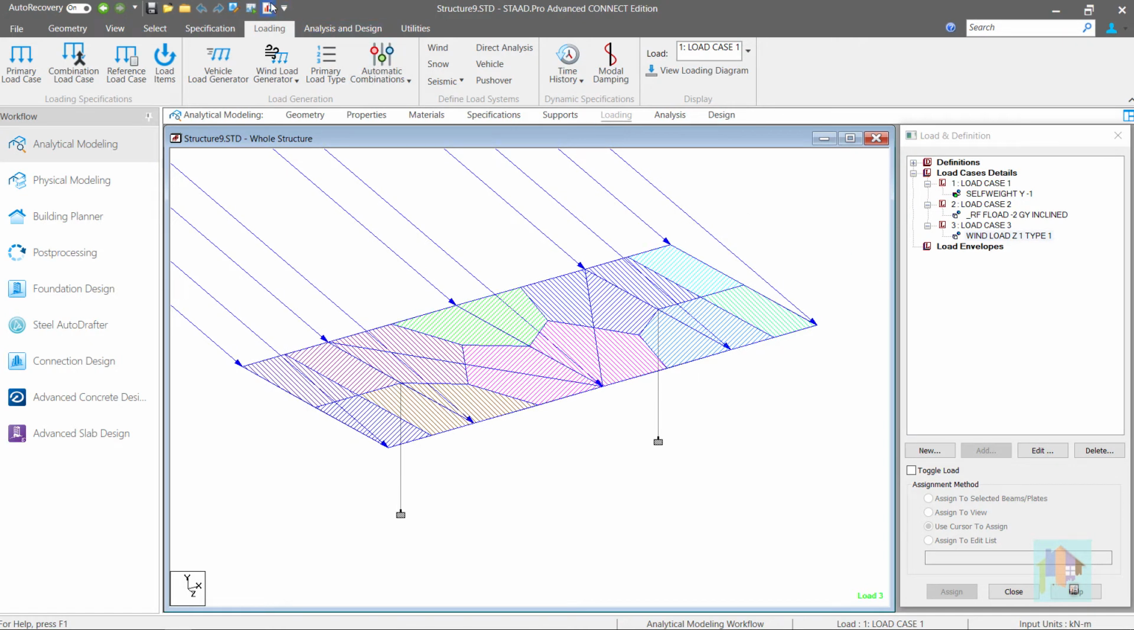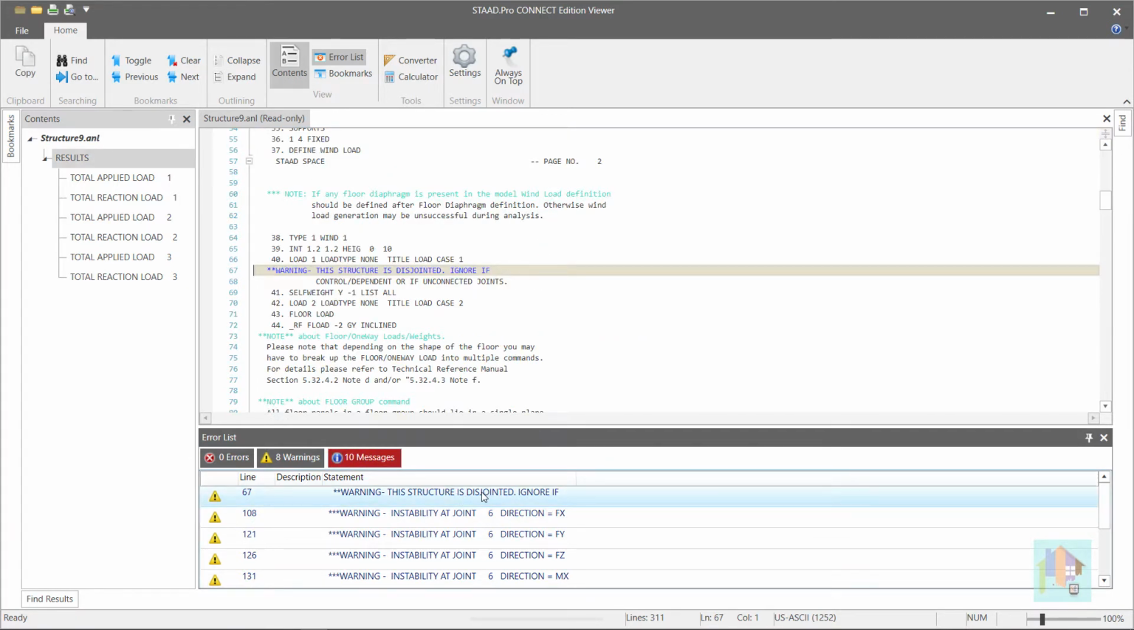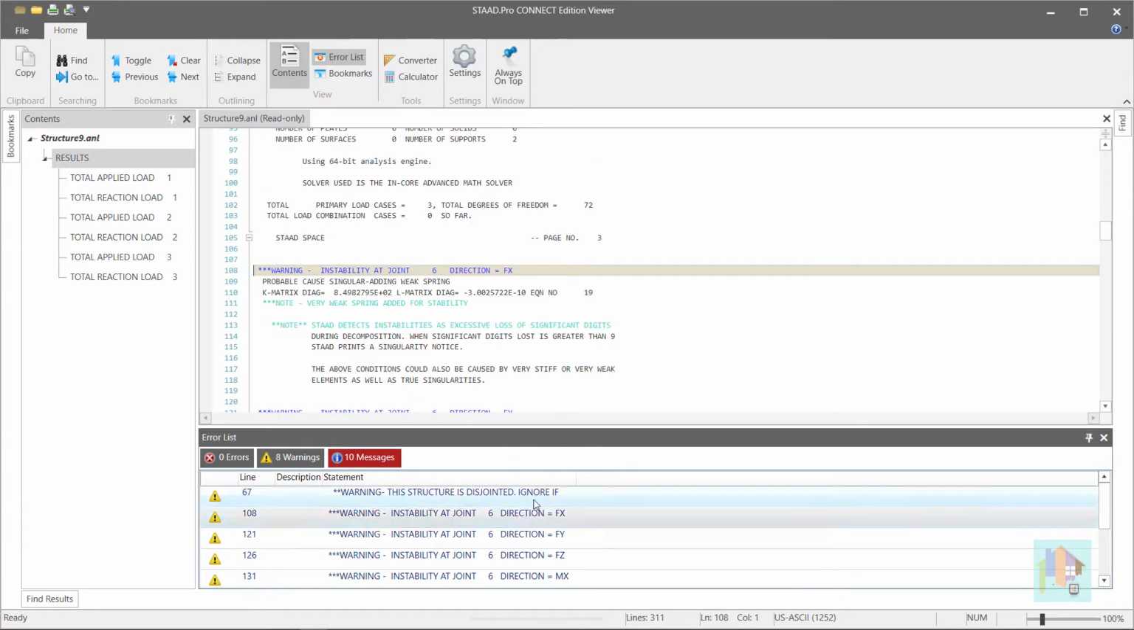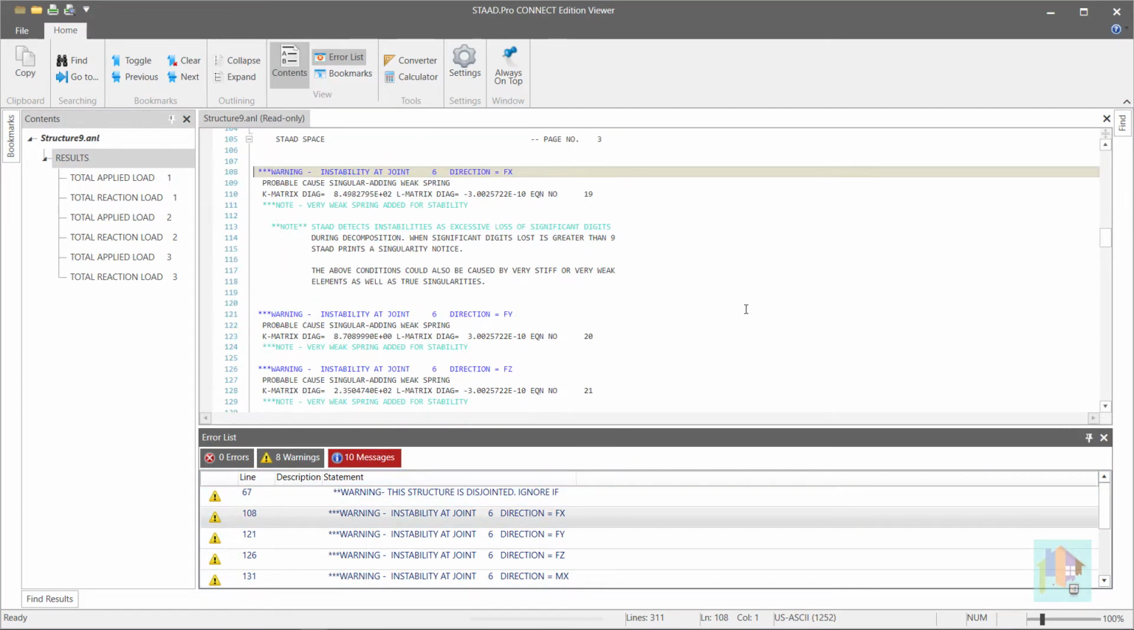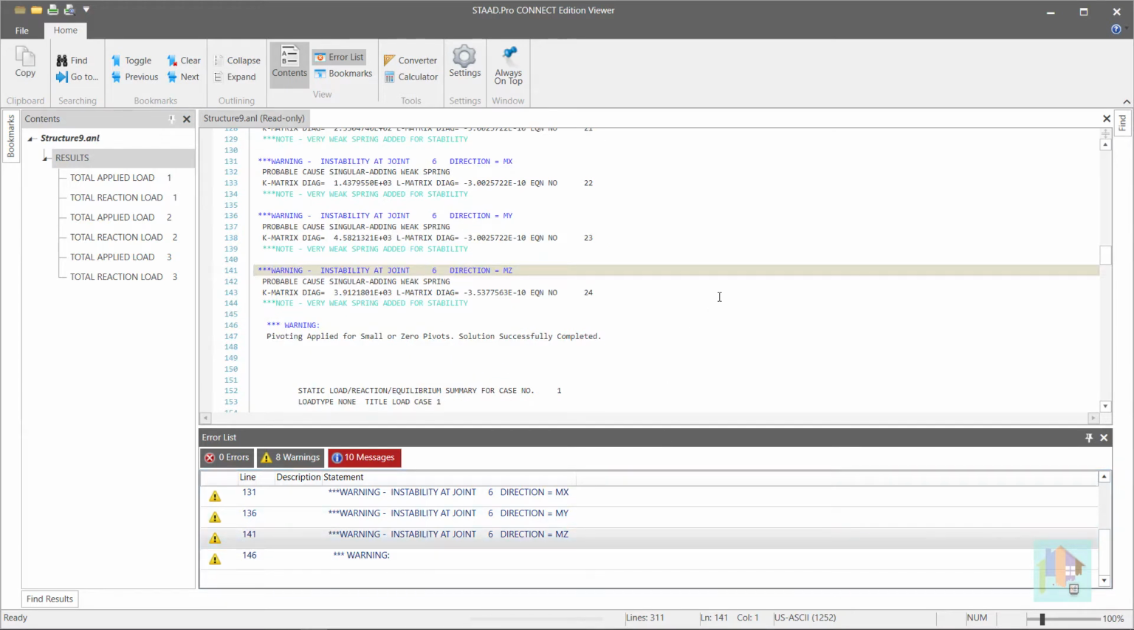After analysis, several warnings and notes are reported in the output file. There is a warning that the structure is disjointed, and the rest of the warnings are related to instability at node 6 and in all translational and rotational directions. This means there is no stiffness in any direction at this node. So the program includes a few weak springs during analysis, which we have already discussed in the second part. What is the reason for this instability, and can we ignore these warnings?